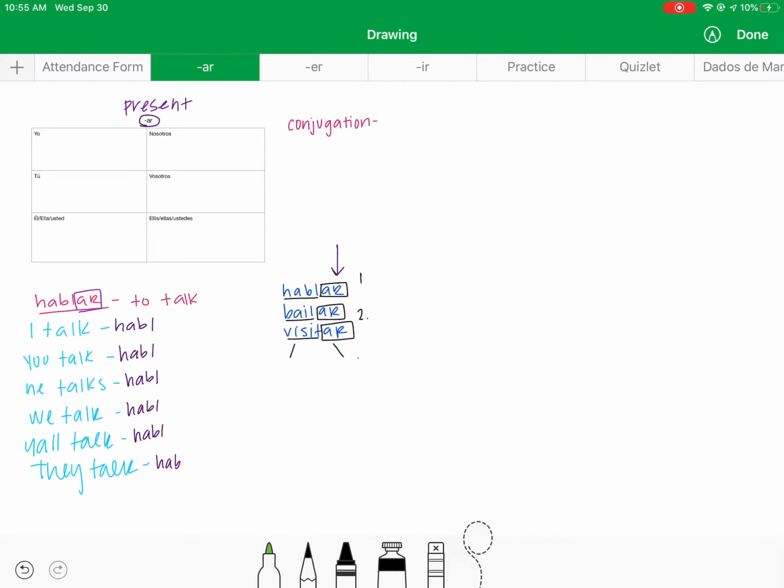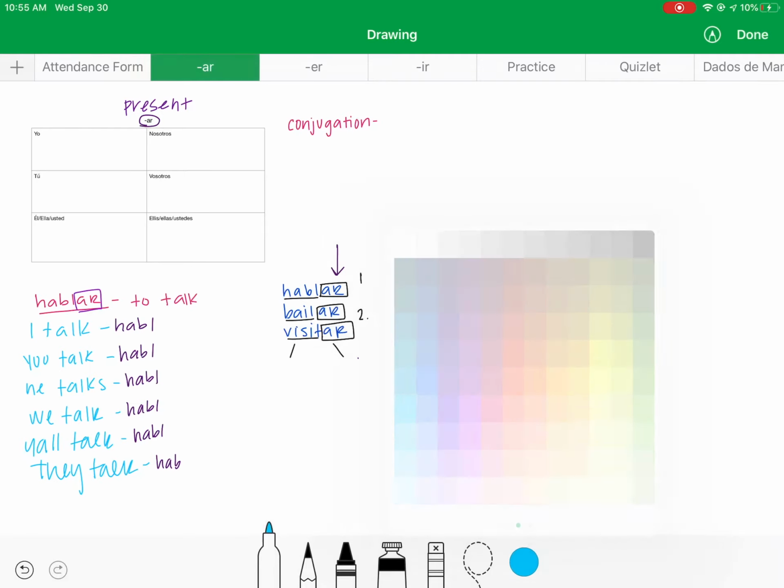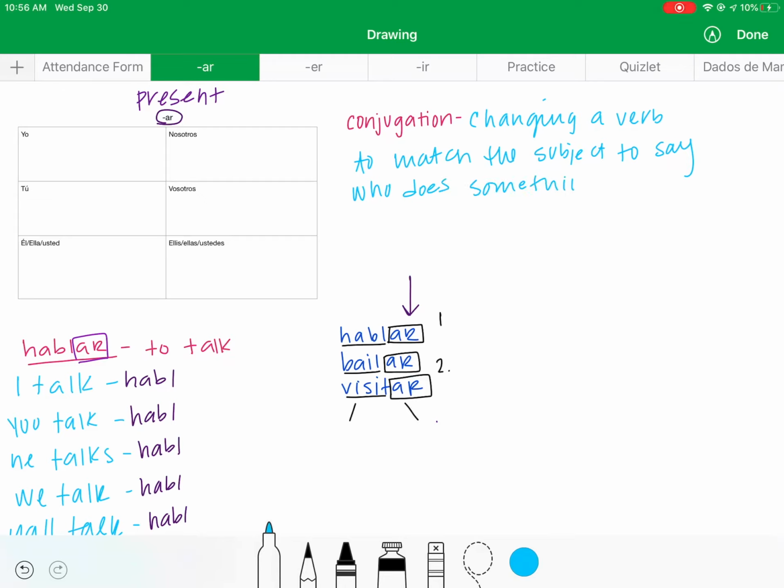Okay, so we're going to talk about conjugation today. In order to talk about conjugation, hopefully this is somewhat of a review, we need to know what conjugation is. So conjugation is changing a verb to match the subject to say who does something and when it's done.